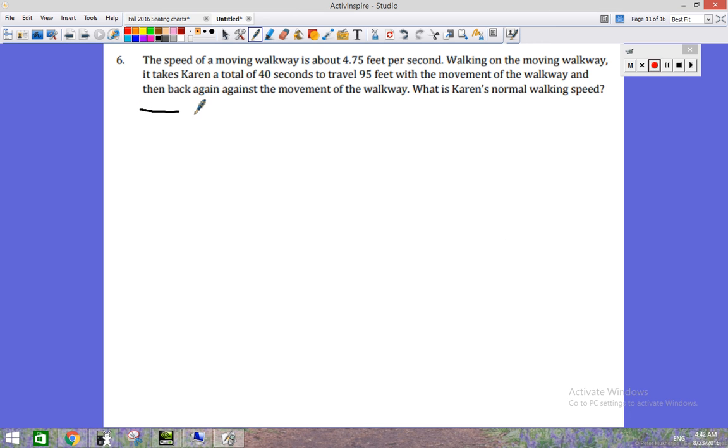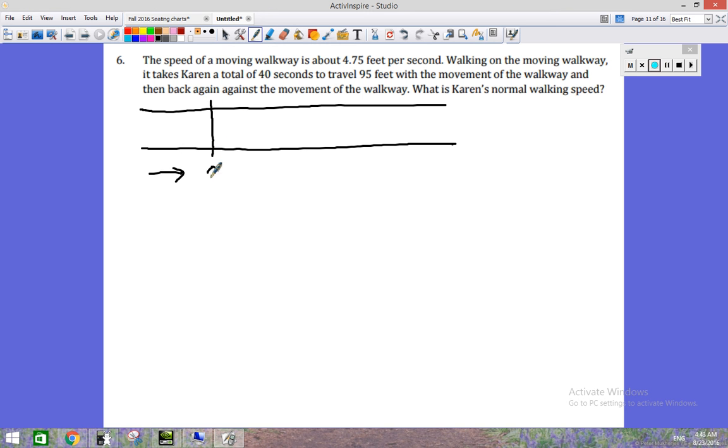So the only place I've ever seen these moving walkways is in airports, and so it's very similar to the current problems, if you're in a boat and your boat is traveling with the current versus against the current. So you can think of it like this: if the sidewalk is moving in this direction, and if this is Karen's starting point, then what's going on is she's walking out a distance of 95 feet, and then for whatever reason turning around again.